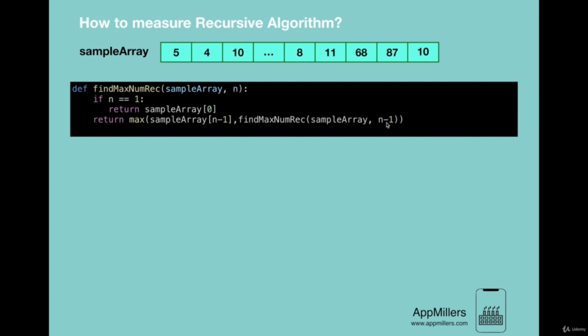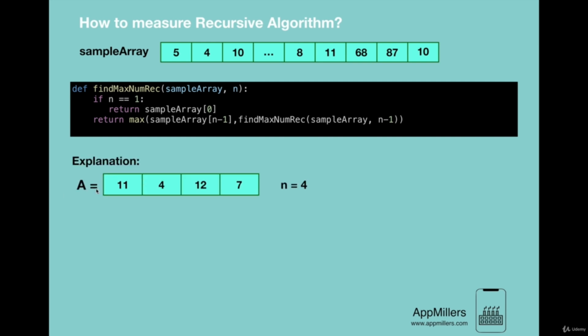To make it clear, let's explain this with a sample array which consists of 4 elements. Here we have an array A which has 4 elements. So the size of the array is 4. If we run our function for this array, it will be something like this. Now it will go to the first condition and check if n equals 1. We see that n is not equal to 1, so it continues to the next expression over here.